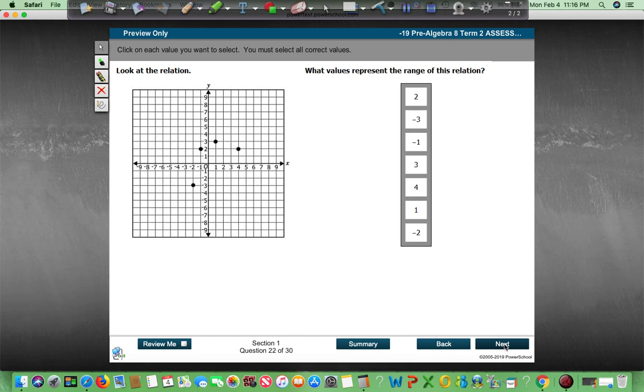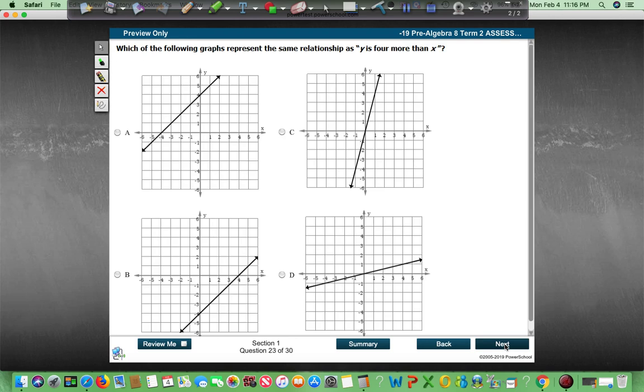Question 22. Click on each value you want to select. You must select all correct values. Look at the relation. What values represent the range of this relation? Question 23. Which of the following graphs represent the same relationship as y is 4 more than x?